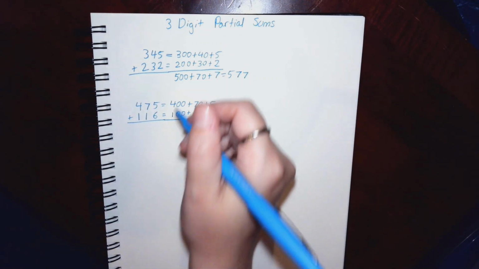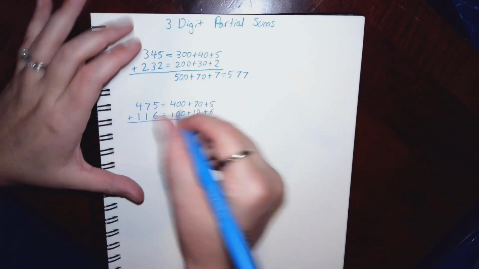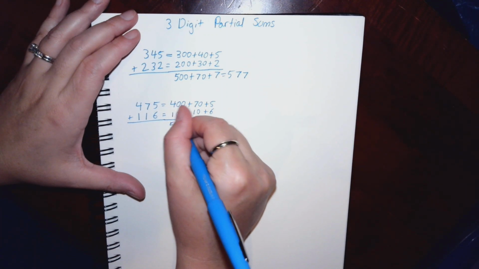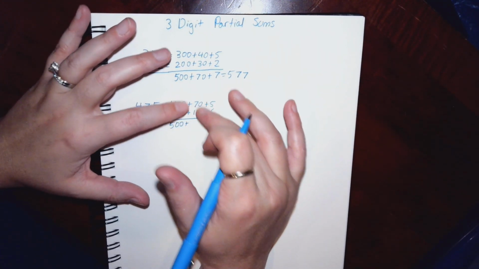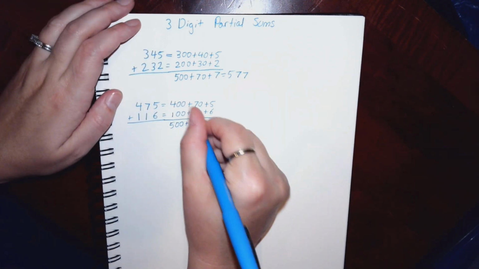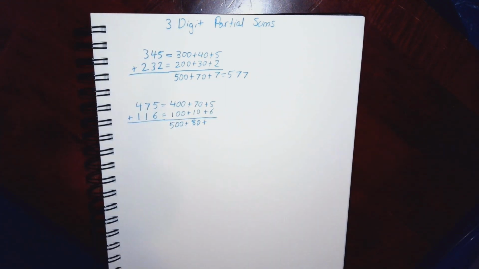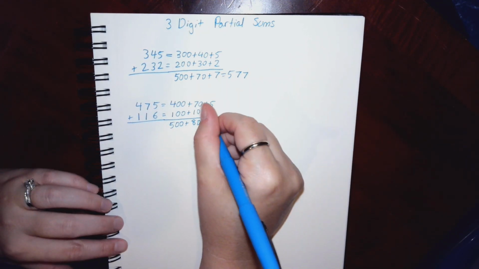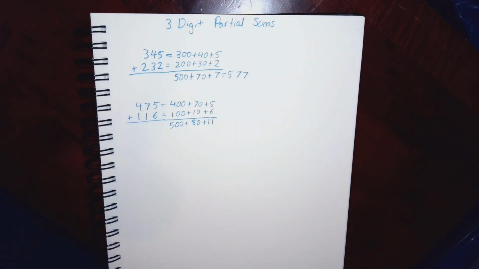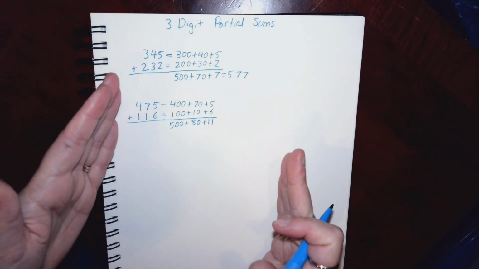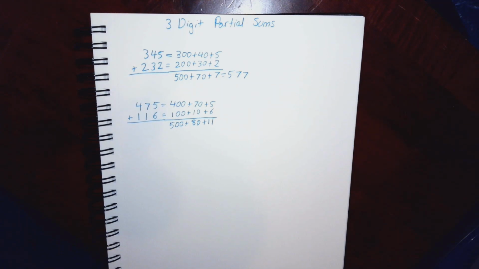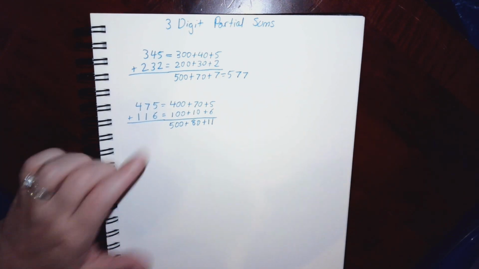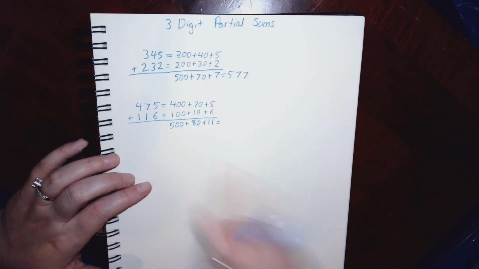Okay, so let's look here. I have 400 and 100. That gives us 500. 70 and 10 gives us 80. Plus 5 and 6. Well, what's 5 plus 6? 5 plus 6 is 11. Okay, I have expanded out. Now I need to combine it to make sure that I have my final sum. Right now I have partial sums. I need to get to my final sum.